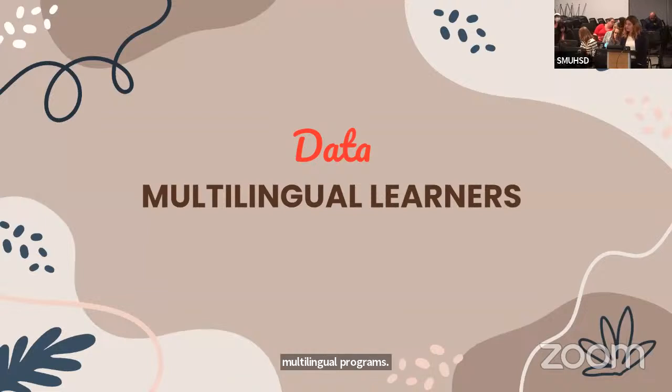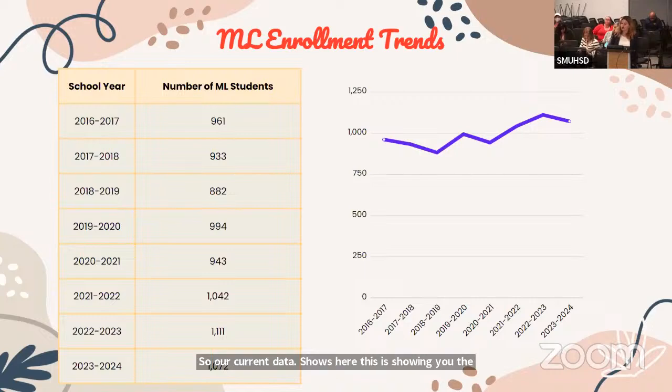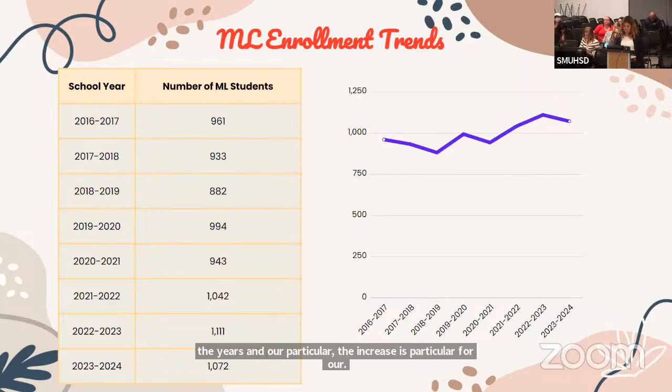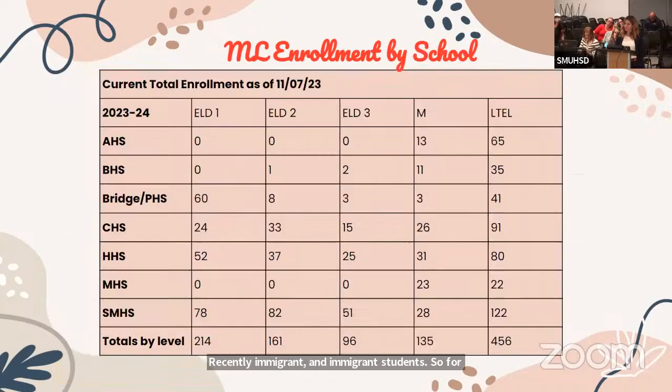So our current data shows here, this is showing you the enrollment trends. So you can see that we have really increased our enrollment in multilingual learners over the years. And the increase is particular for our recently immigrant students. So for example, in 17-18, I'm going to go to the next slide to show this.